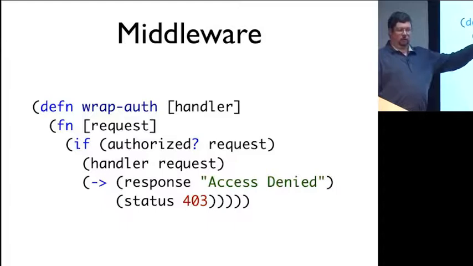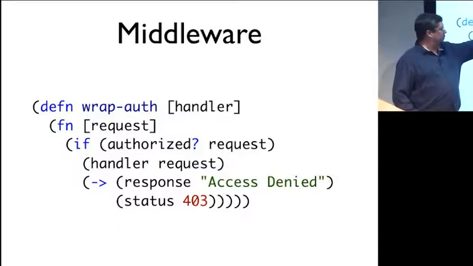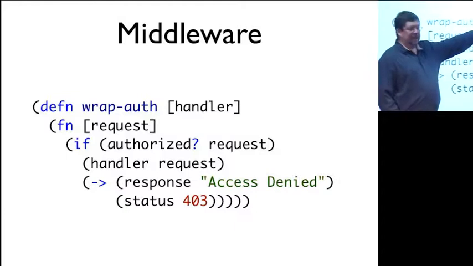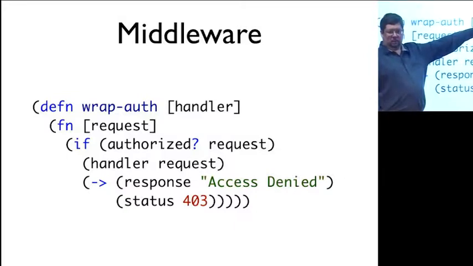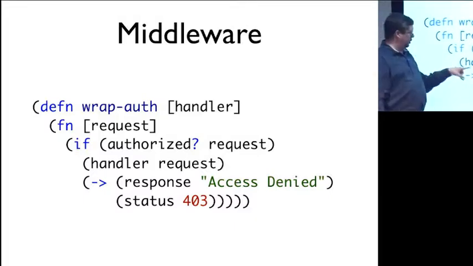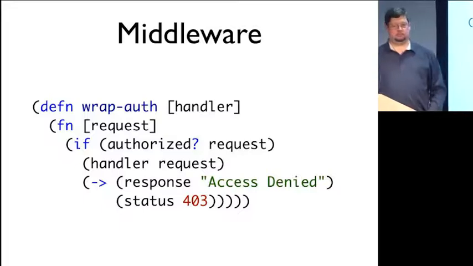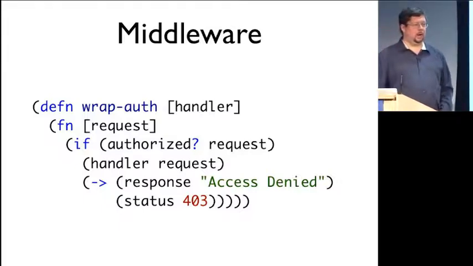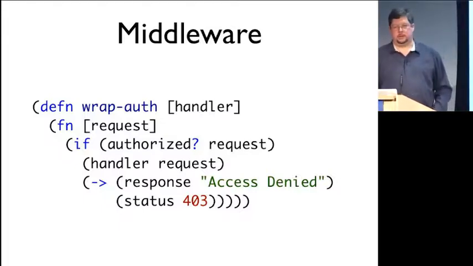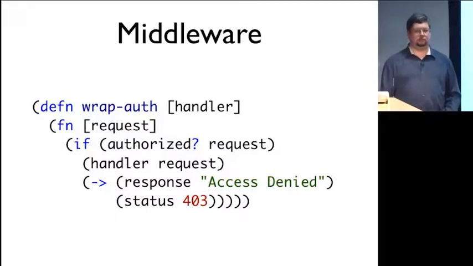So a true handler like that would be written this way. Instead of a named auth function, you would have a wrap auth function that took the next handler as its argument, and it returns the handler function, which knows about the handler because of Clojure semantics. It's a higher order function that generates as its return value a new function that's going to be used as the handler.